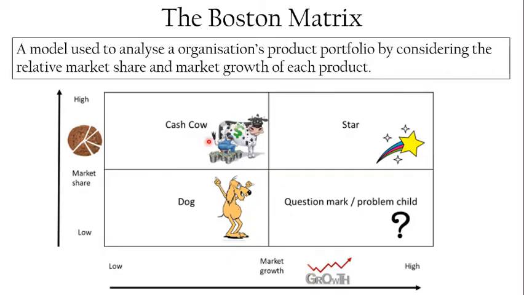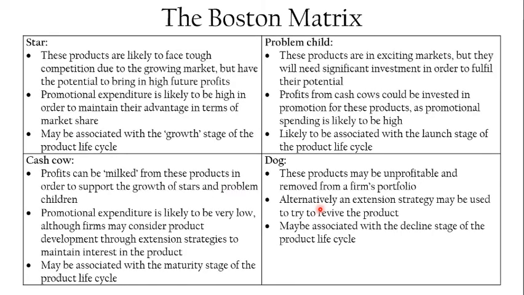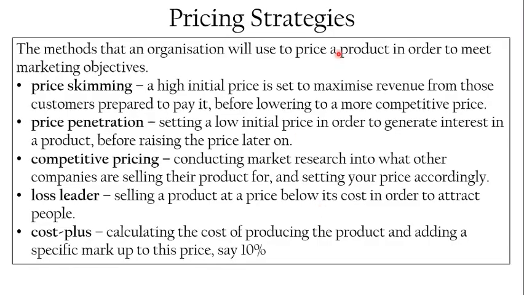Understanding where your products are in this allows you to develop cash cows, which you can use to fund future products, which will keep your business surviving in the long term. I've got videos on the Boston Matrix for you to watch, and I suggest you do that.